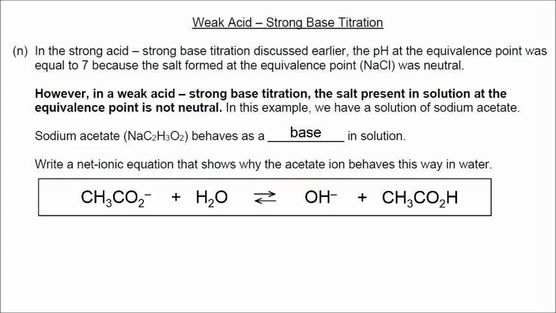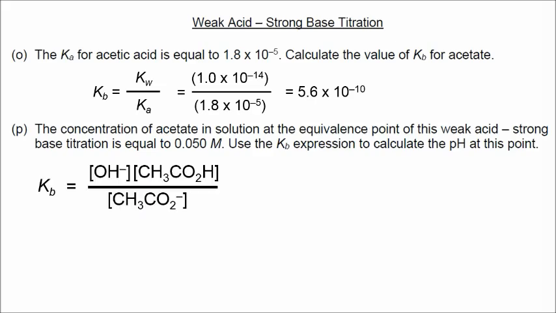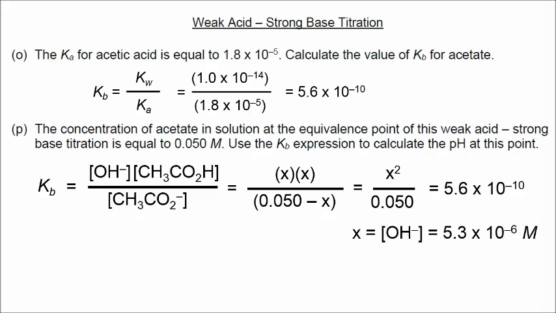So this represents the Kb expression, if we write this for this reaction, and acetate is a base. So the Kb would be the Kw divided by the Ka, which works out to be 5.6 times 10 to the negative 10. Remember the concentration was 0.05. We plug that number into the Kb expression on the bottom. We solve for x, and we get the concentration of hydroxide is 5.3 times 10 to the negative 6 moles per liter.